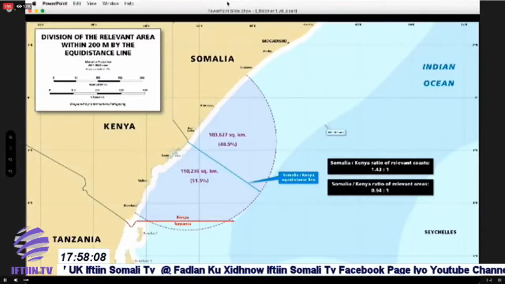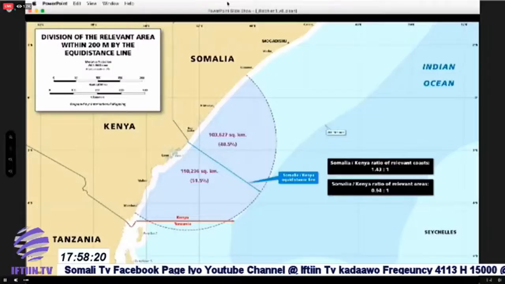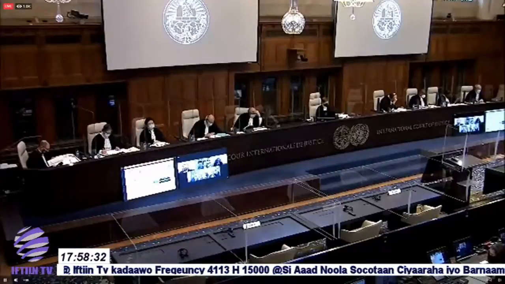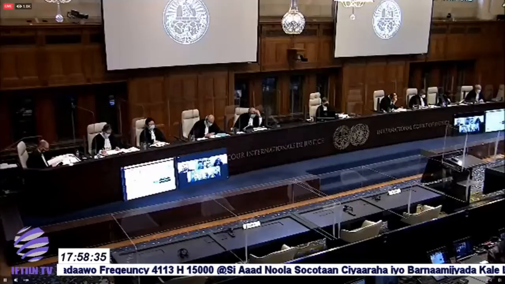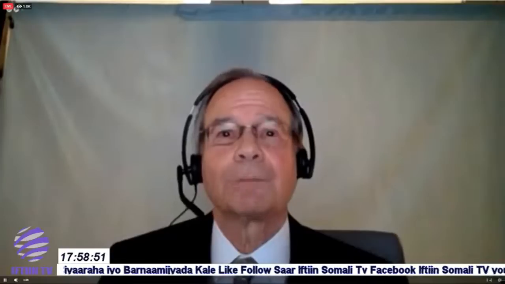The slide also shows you a comparison between the ratio of the parties' coastal lengths and the ratio of relevant areas distributed to the parties by the provisional equidistance line. The ratios are 1.43 to 1 in favor of Somalia for the relevant coast, as we have already seen, and 0.94 to 1 in favor of Kenya for the division of the relevant area. The equidistance line thus allocates more maritime space to Kenya than it would merit if the distribution was strictly proportional to the ratio of the lengths of their relevant coasts. There is thus no significant disproportionality here, let alone one that is unfavorable to Kenya.